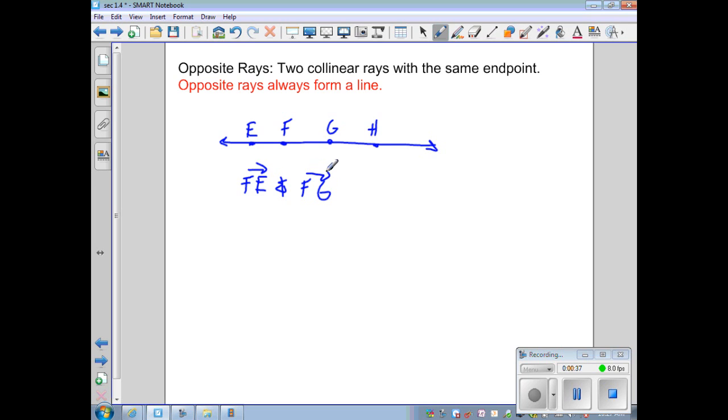This satisfies the definition that they both have the same endpoint. The points E, F, and G are collinear. Therefore, they would form a line, and this would be a set of opposite rays. Another set of opposite rays would be GE and GH. They satisfy the conditions for opposite rays. The endpoint G is the same, and E and H are collinear. Therefore, these are opposite rays, and these two opposite rays would form a line.